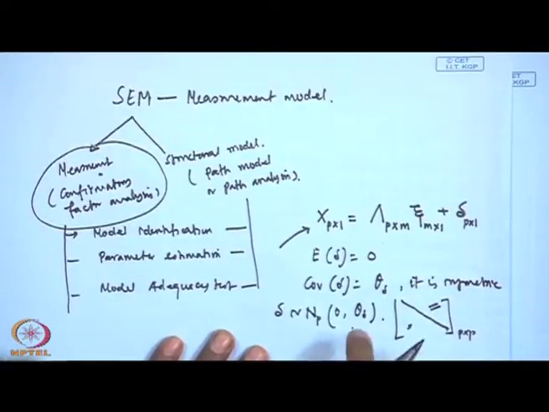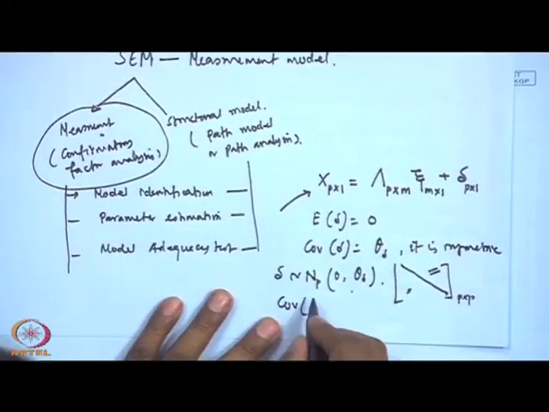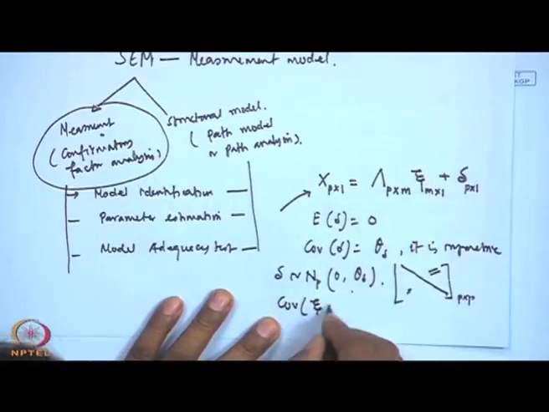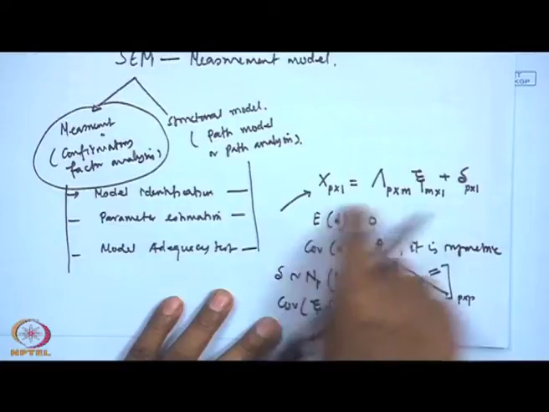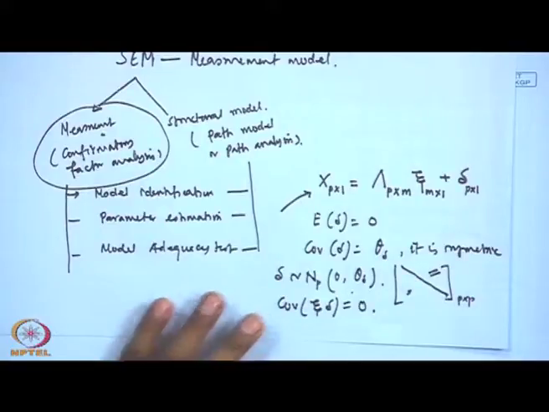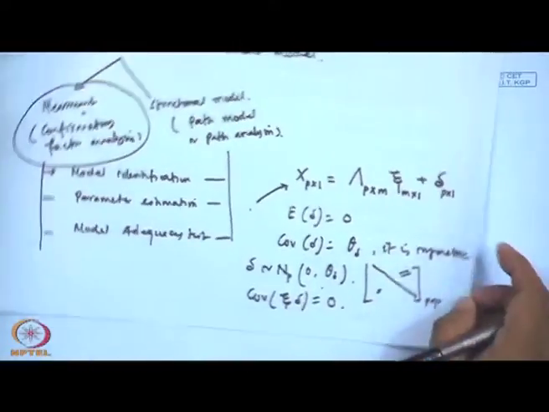Another important assumption is that the covariance between xi, the latent construct, and the error terms related to the manifest variables is 0. So, these are the assumptions related to the confirmatory factor model.